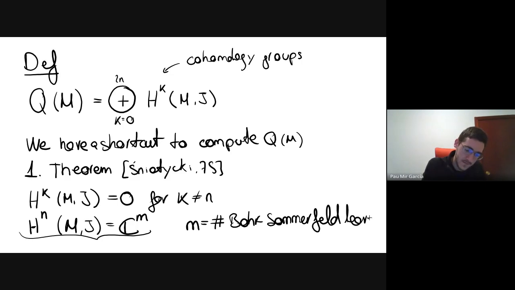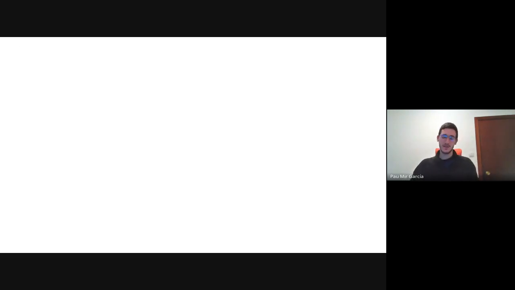So the first step in the shortcut to compute the quantization of a manifold is to use Sniatycki. Sniatycki tells us that basically the quantization of a manifold is C to the m, so C to the number of Bohr-Sommerfeld leaves. I will now define what Bohr-Sommerfeld leaves are, but essentially it is to count the leaves of the fibration which satisfy the Bohr-Sommerfeld condition. And now we will see which is this condition.